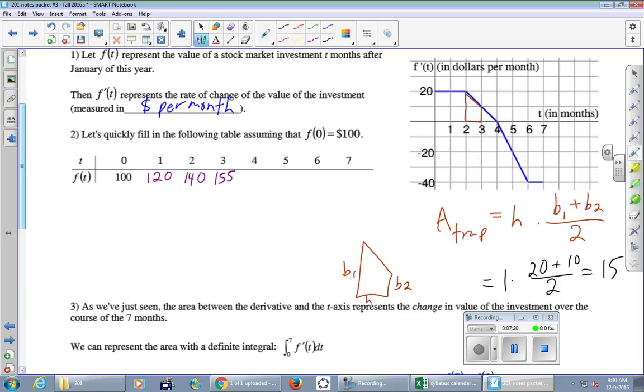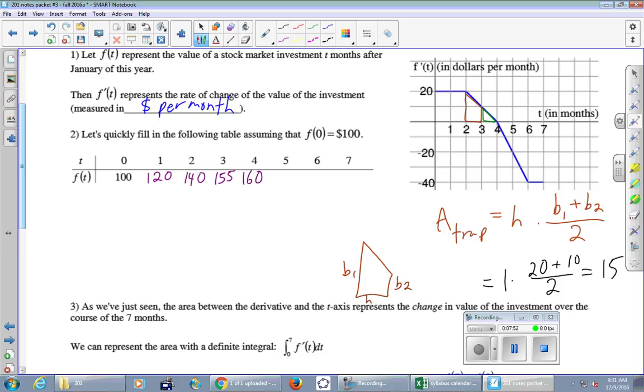Okay, moving on, between months 3 to 4. Is the investment gaining or losing money? It is still gaining. That is the shape whose area we want. It is a triangle. It's easy. What's the area of that triangle? Right, 1 times 10 and then half. Right? So 5. So that means we gained $5 more that month. So the value there, 160.